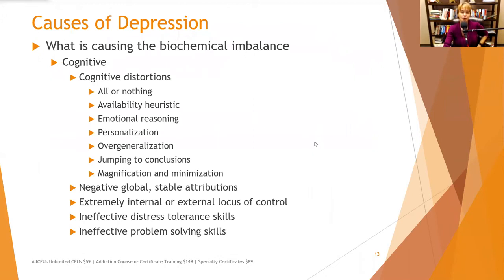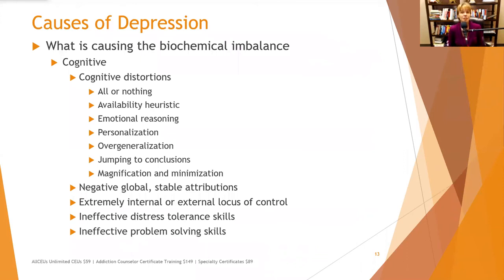Cognitive causes of depression. Cognitive distortions, such as all or nothing thinking. When you think every time I try to be nice, I get bit in the butt, or I never succeed at anything I do, those extreme words. Very rarely does anything always or never happen. So encourage clients to think about exceptions. What are some exceptions to this never thing that happens?